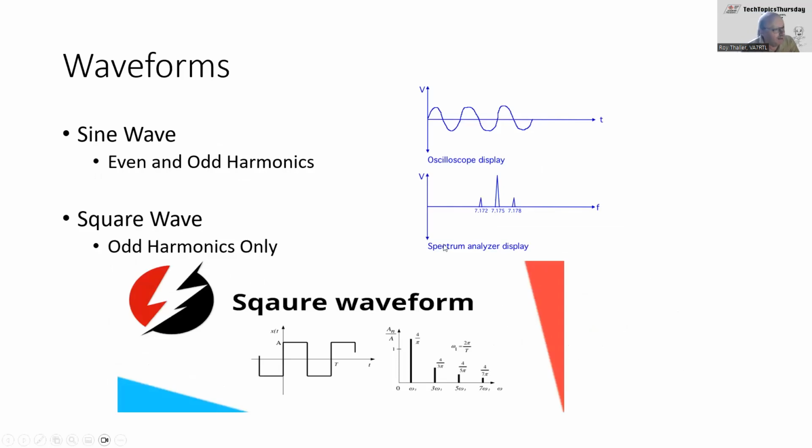Also, here's just an example. This is what it could look like on an oscilloscope. On a spectrum analyzer, you get your peaks and you get your other peaks here. Now, for a sine wave, you can get your even and your odd harmonics. For a square wave, you typically only get your odd harmonics. Different waveforms will give you different combinations of even and odd harmonics, so you can end up with quite a range of different frequencies.